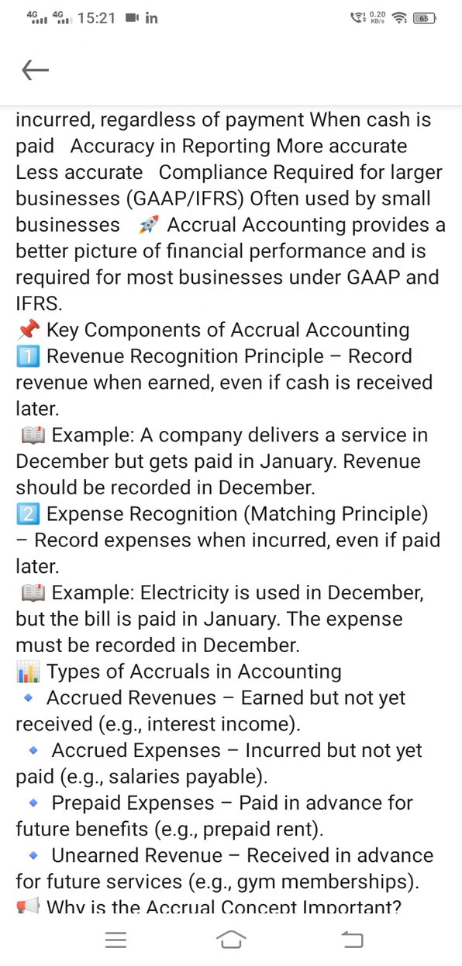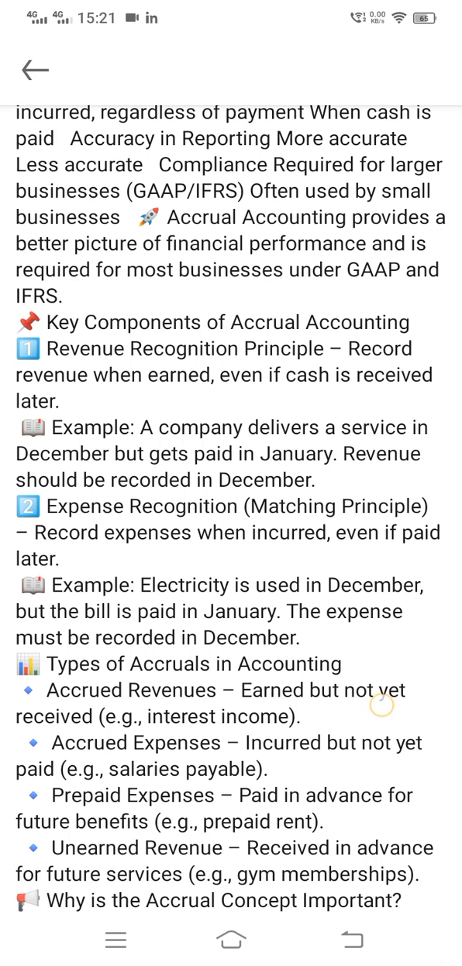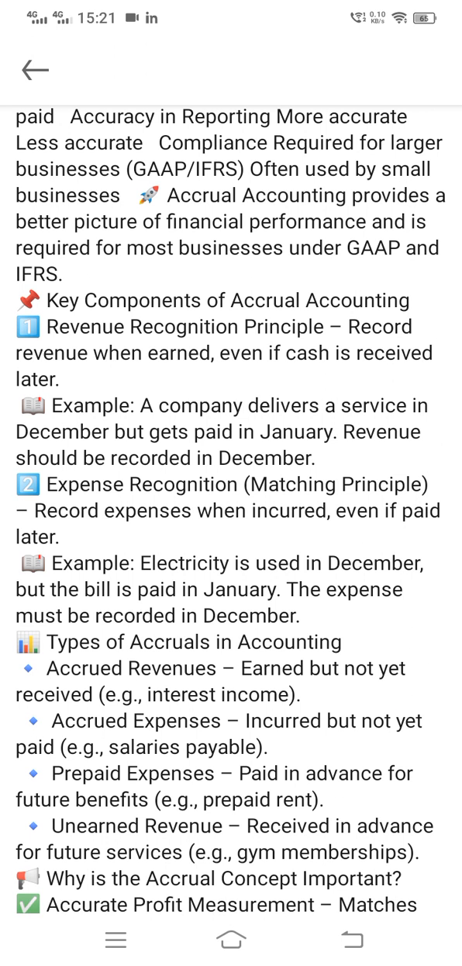Now unearned revenue, or deferred revenue, is cash received in advance for service yet to be performed. So we have received the cash but the service is yet to be performed. For example, a gym has collected 1 year of membership fees from its members. That is one example of unearned revenue because the service still has to be performed and the gym has already received the payment.